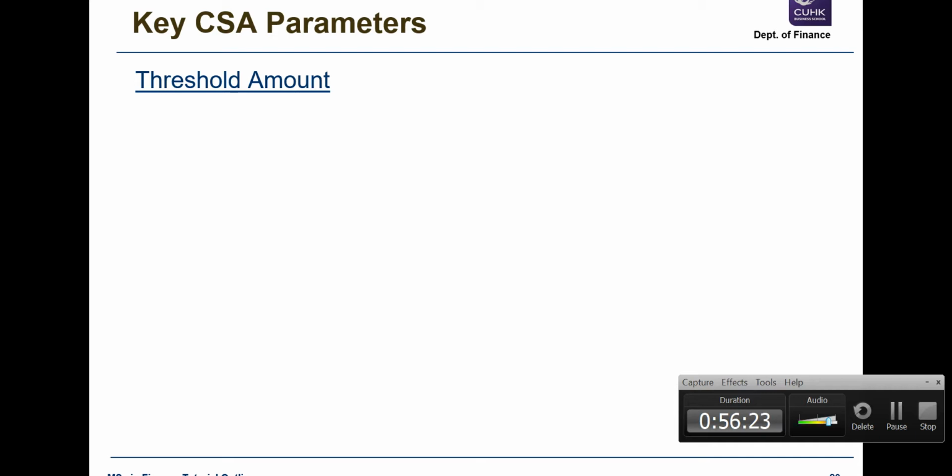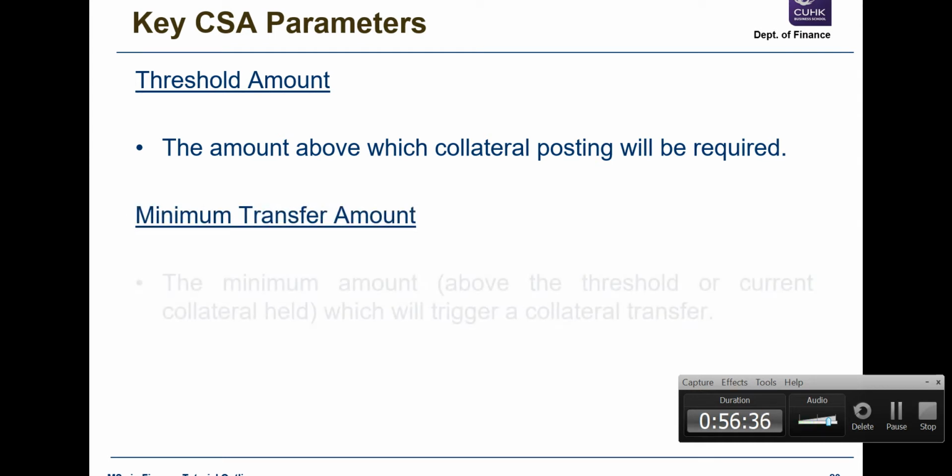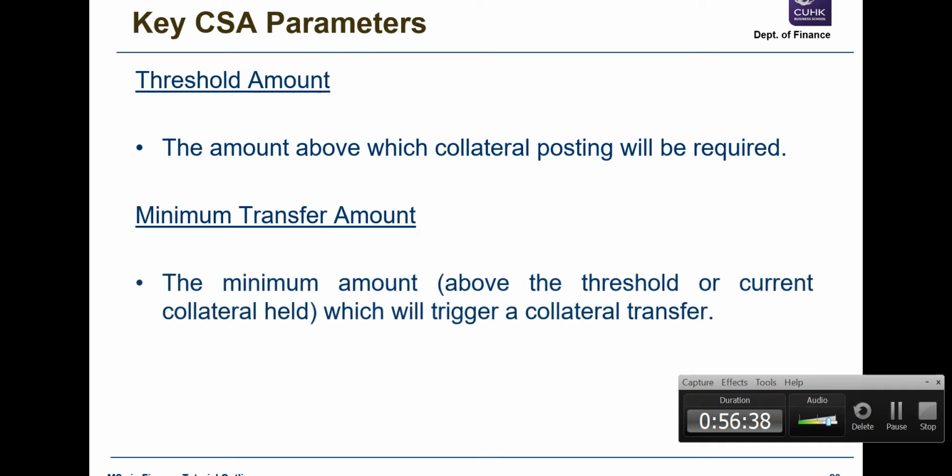So threshold is, and you should know this because we touched on this in capital markets, the amount above which you need to post collateral. And then there's what's called the minimum transfer amount. I think this is just the basic that you should know, which is the minimum amount that will trigger a transfer.